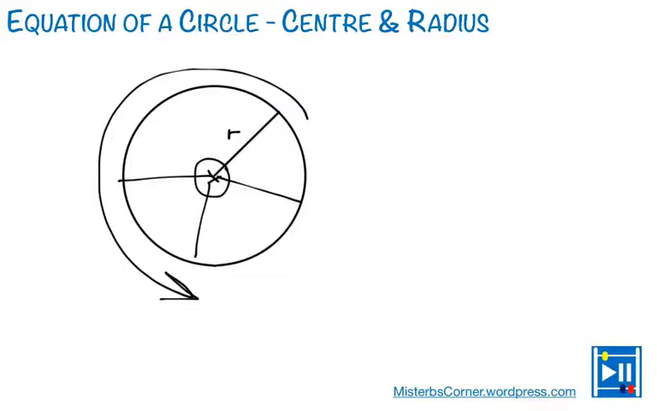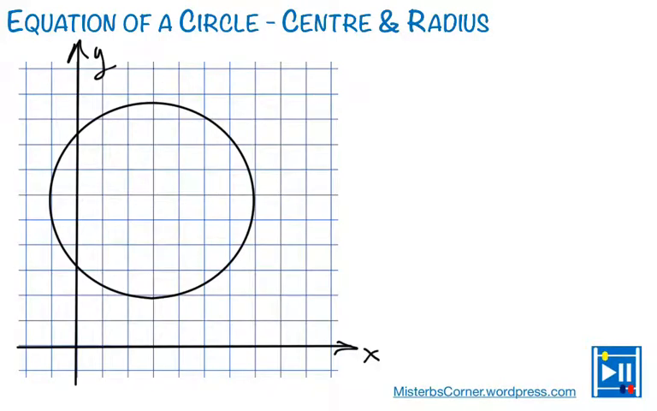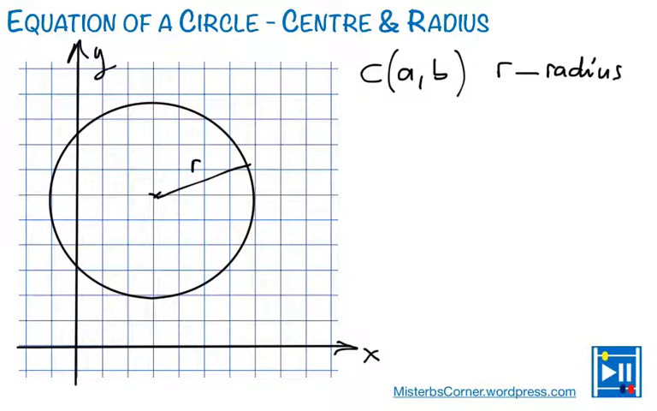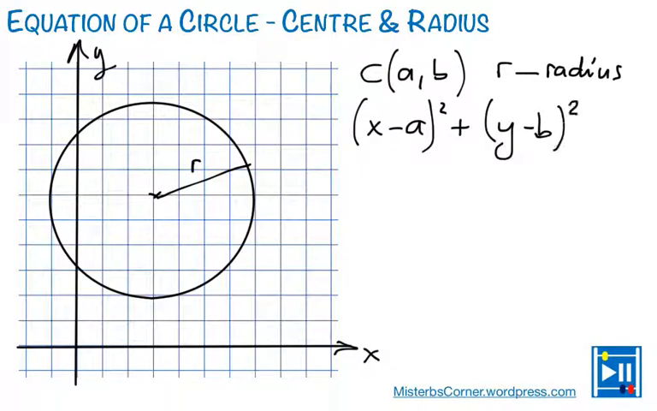Now, in the coordinate plane context, we can describe the center as a point with coordinates and the radius as a length, and then we can also write the equation of this circle. Now, for the center being (a, b) as coordinates, and r being the radius, we can write the equation of the circle as (x minus a) squared plus (y minus b) squared equals r squared.